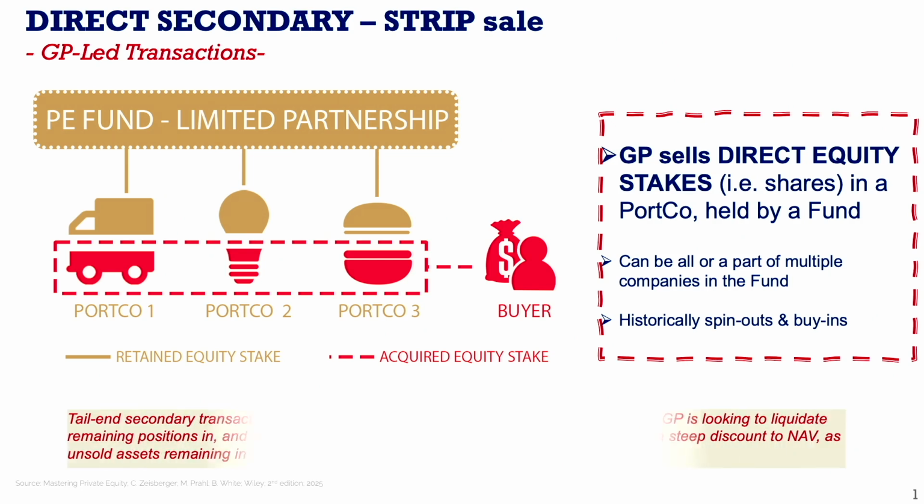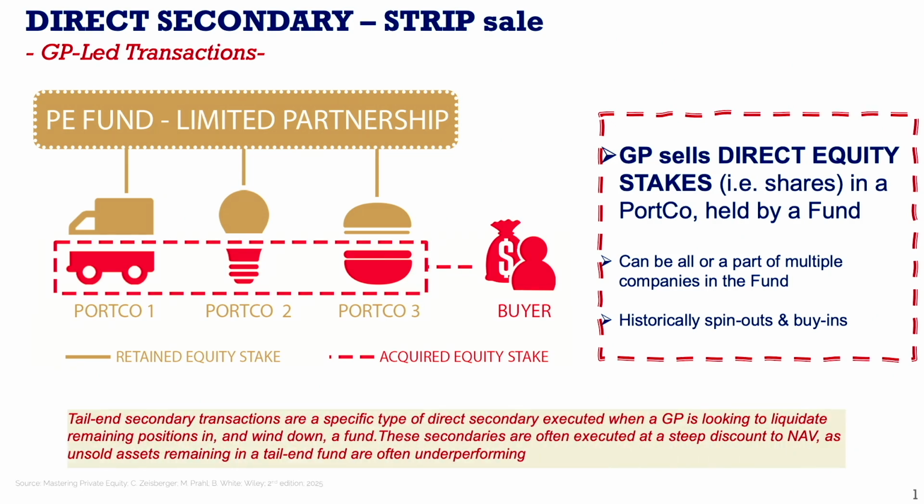Obviously, what that does, it leads to a return of funds to the existing LPs in the fund, so it adds liquidity. It also helps tail-end secondary transactions, as we call them, that are specific of a direct secondary executed when a GP is looking to liquidate remaining positions in and wind down a fund.